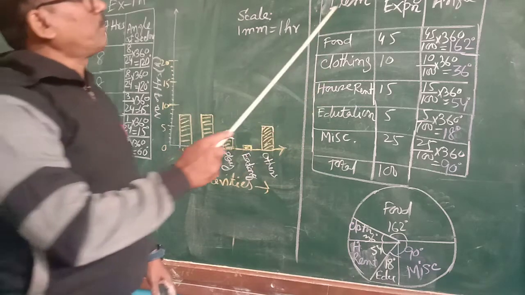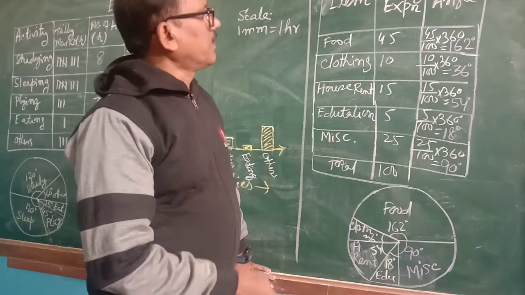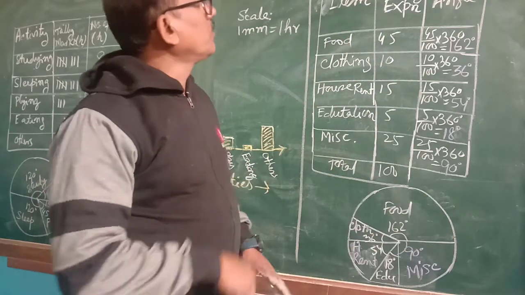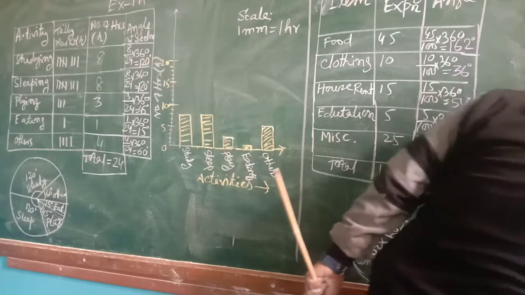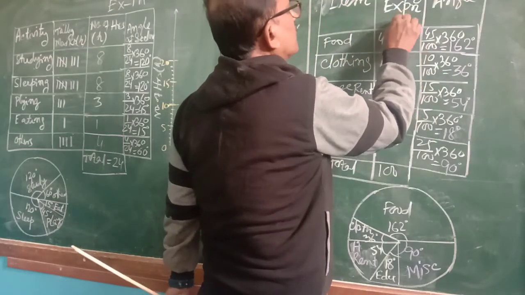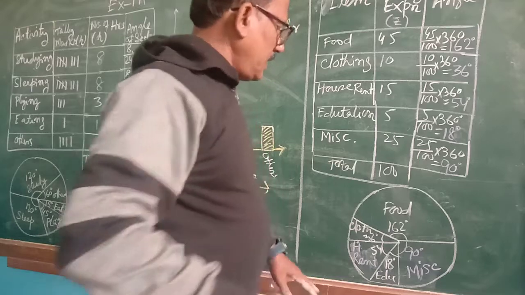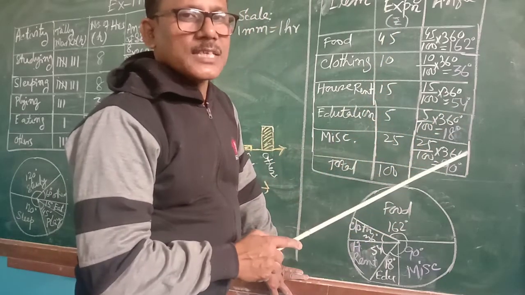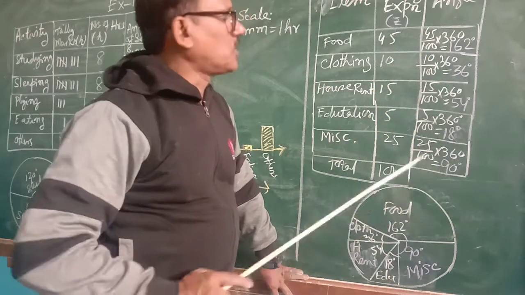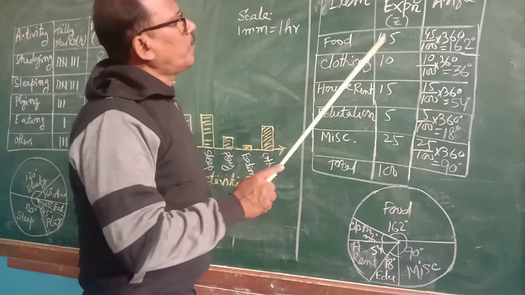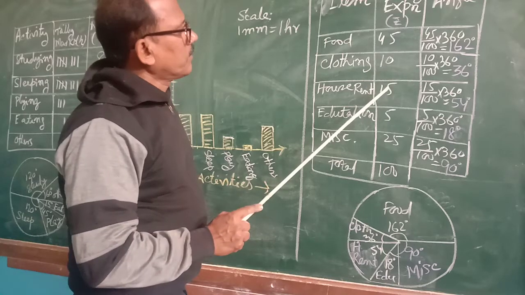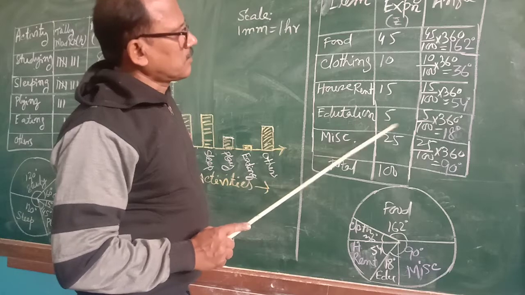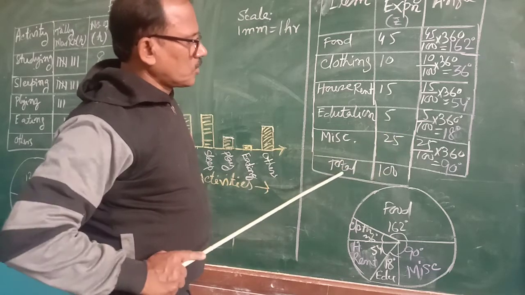I have taken another example for a pie chart, question number 7, where the item is given to you and the monthly expenditure is given to you. Monthly expenditure may be in rupees. If it is in rupees, then you write down rupees. Actually, here rupees is not a matter because you have to draw the central angle through a pie chart. So 45 is food, clothing is 10, house rent is 15, education is 5 and miscellaneous 25. So the total is 100.